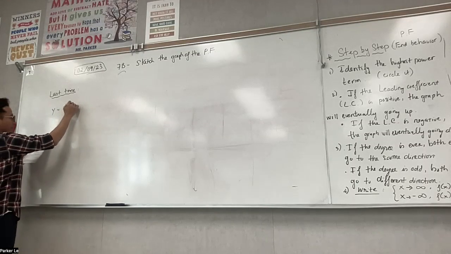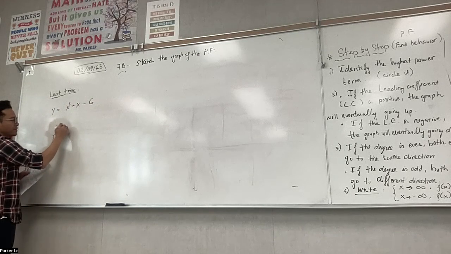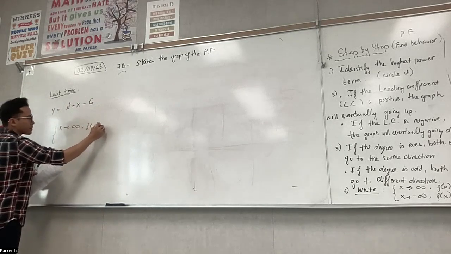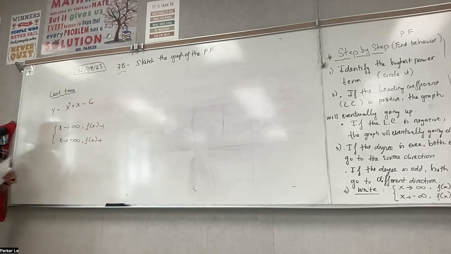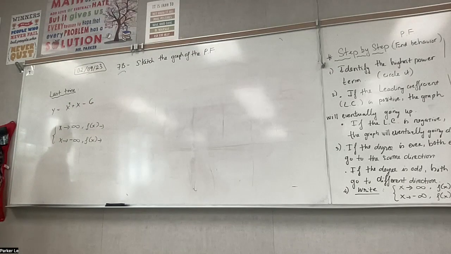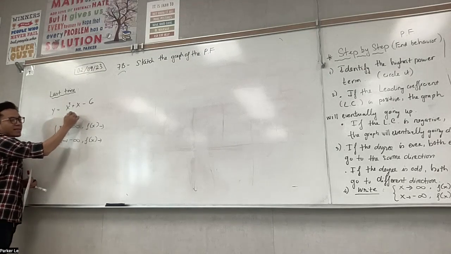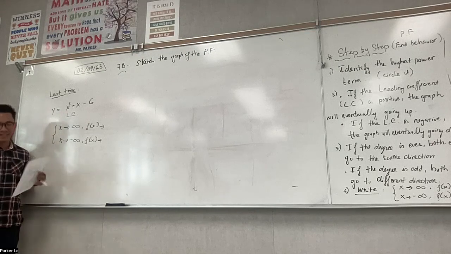y equals x squared plus x minus 6. What is the end behavior? Describe the end behavior. Who says negative? Oh, the first one said positive. Why is it positive? What did we look at? The leading coefficient, right, LC, leading coefficient. Yeah.